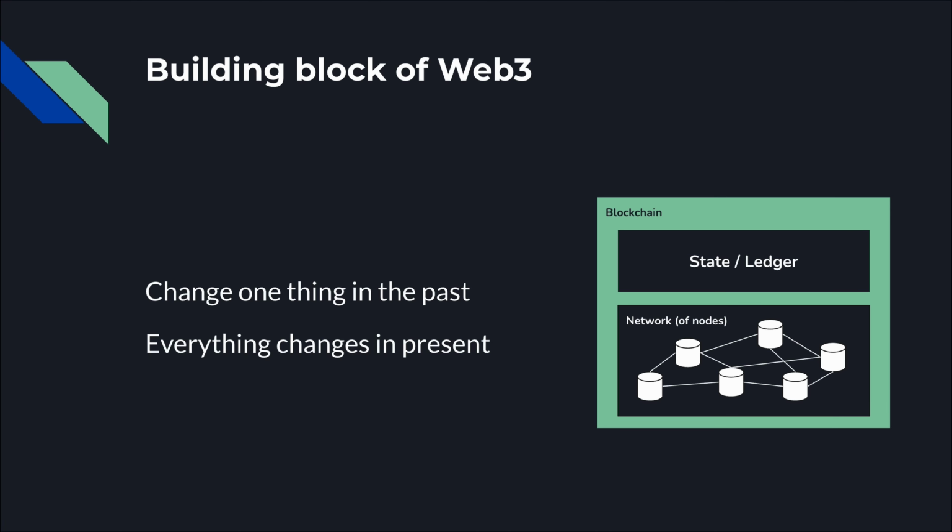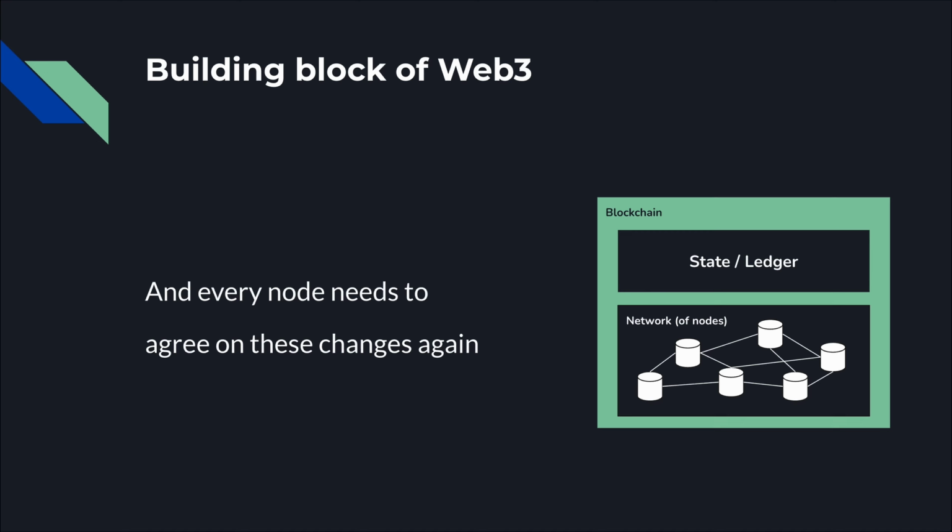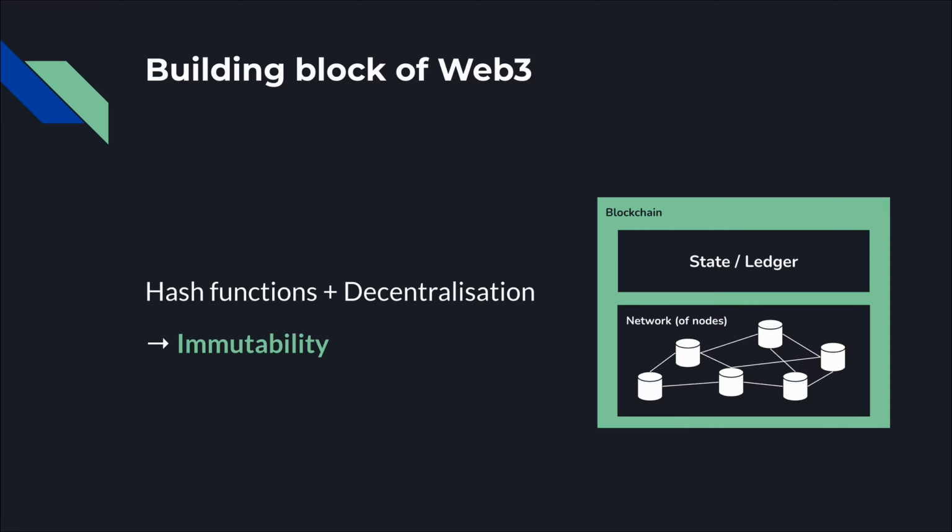This is why on blockchains, if you change any one single thing in the past, everything in the present needs to change as well. Not only that, each node running and maintaining the blockchain also needs to agree on these new changes again. So in short, hash functions together with the decentralized nature of how blockchain is run and maintained gives blockchain its another key property, that is immutability.